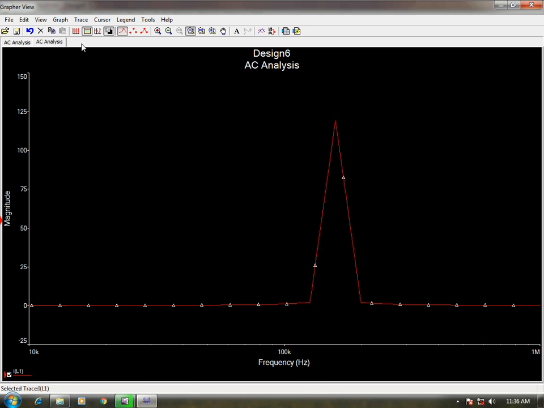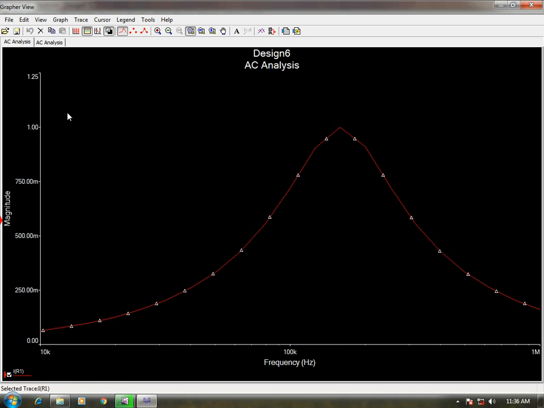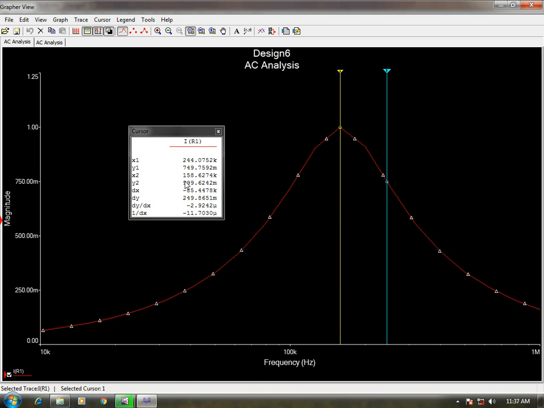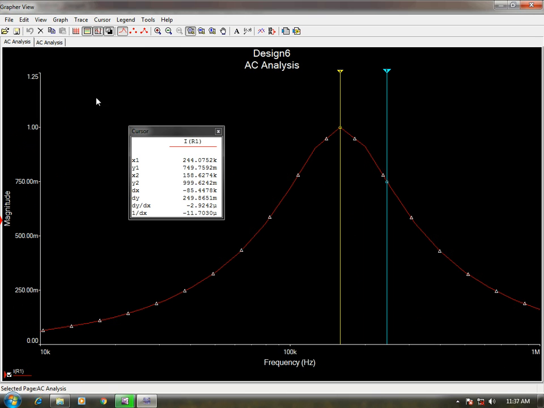If we add the cursor here at this peak point, you can find it to be 158.354, which is very near to 158.627 from before. You can see the value shown is 118.86 volts, but there the value was 999.624 millivolts. That is the important part: millivolts.